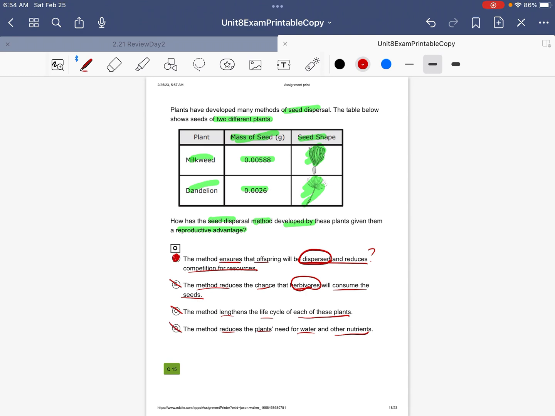Because they're able to fly away, they're spread over a larger area. So that dispersal reduces the competition for resources because they're all over the place.